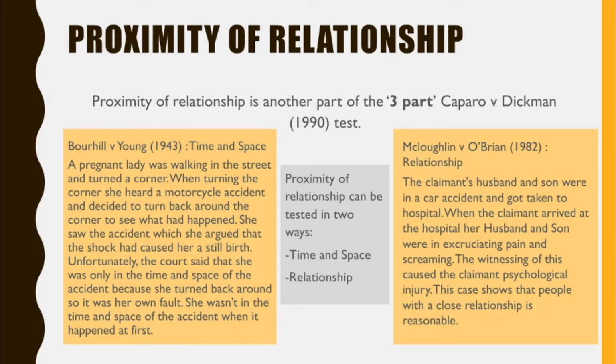In the proximity of relationships, the claimant's husband and son were in a car accident and got taken to the hospital. When the claimant arrived at the hospital, her husband and son were in excruciating pain and screaming. The witnessing of this caused the claimant psychological injury. This case shows that people with a close relationship is reasonable. So that would be husband and wife and children.